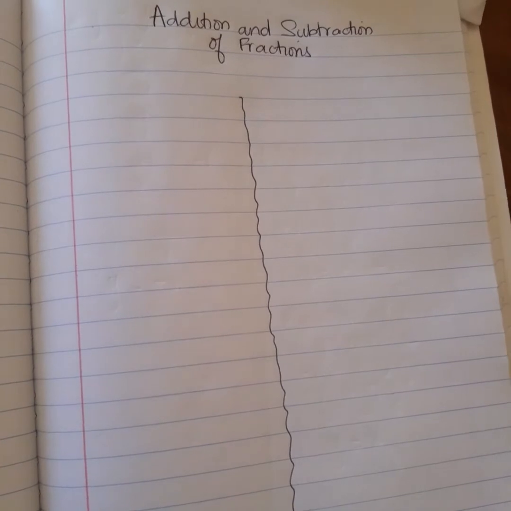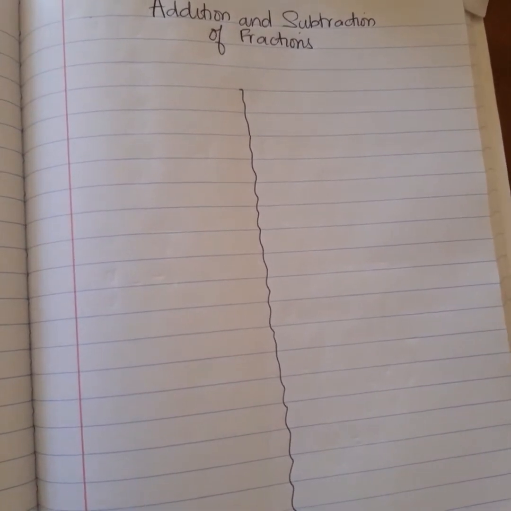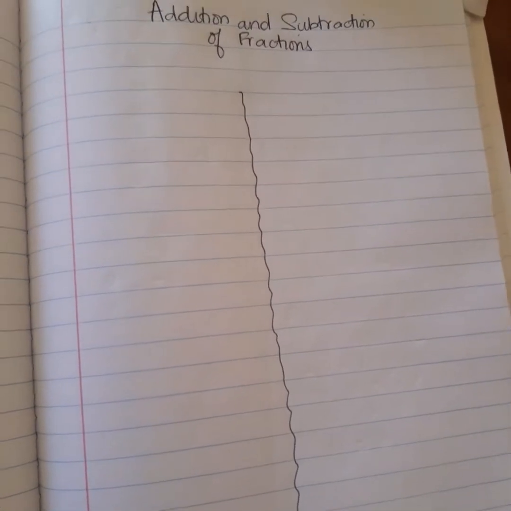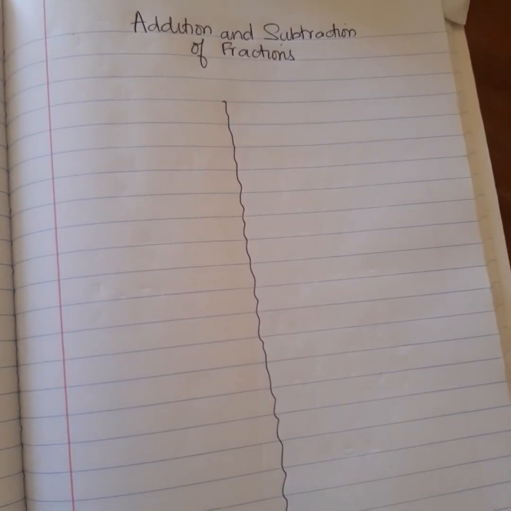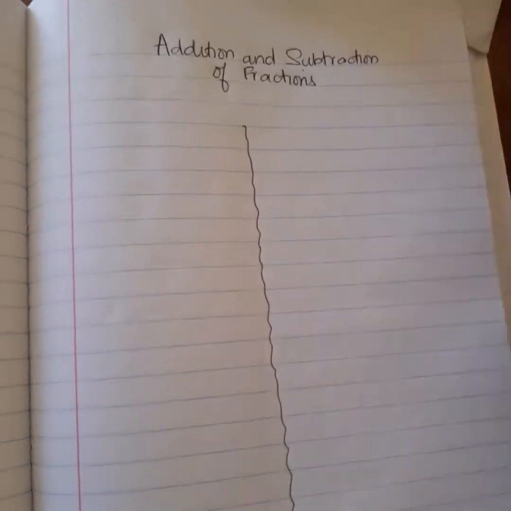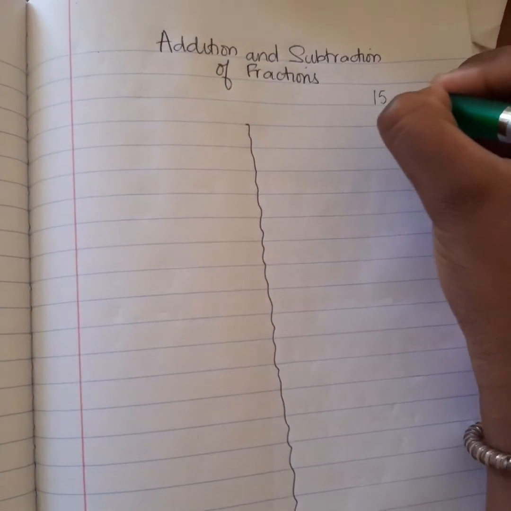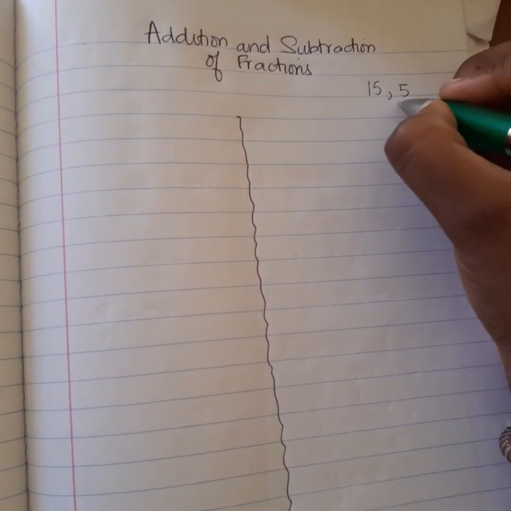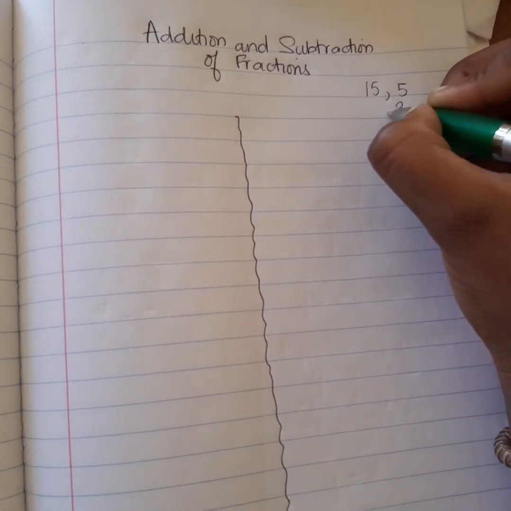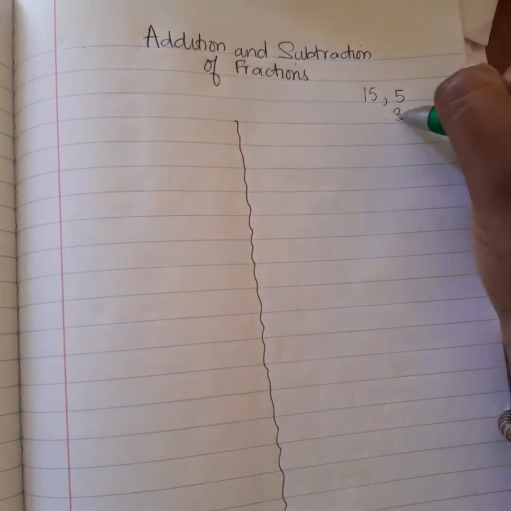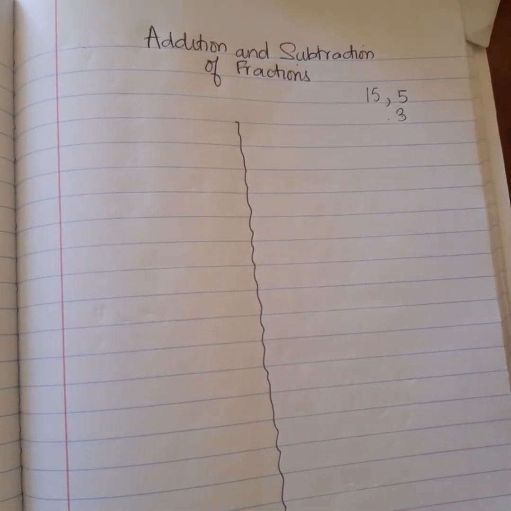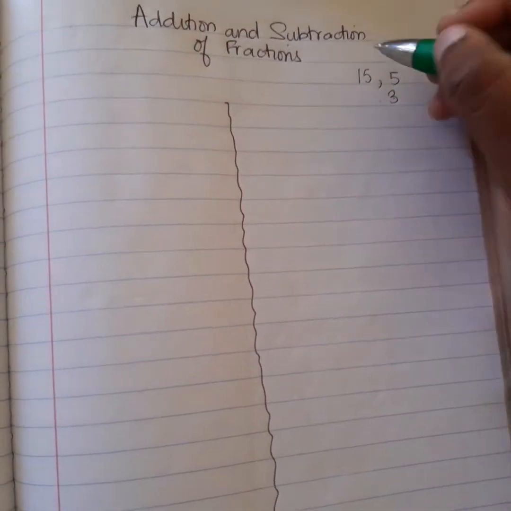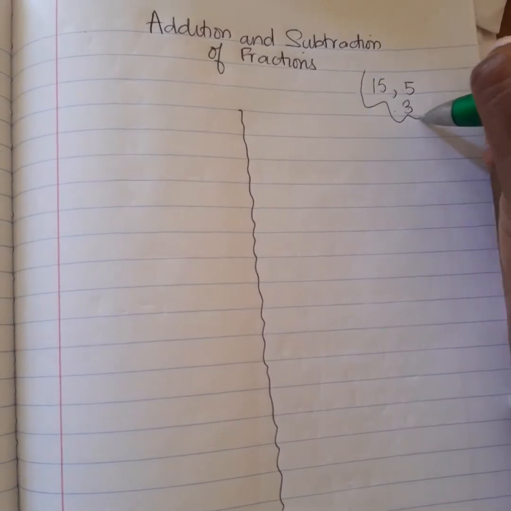Now, in addition to that, I just want to remind you what a multiple is. A multiple is any number that another number can go into without leaving a remainder. So we can say 15 is a multiple of 5 and 3, because 3 can go into 15 without leaving a remainder. 5 can go into 15 without leaving a remainder. Alright, so let's get started into our problems.